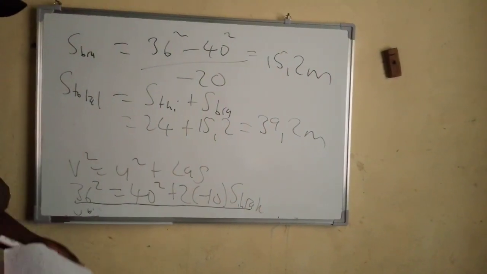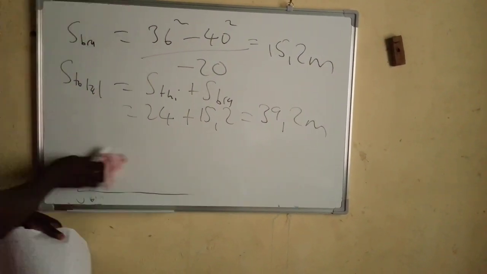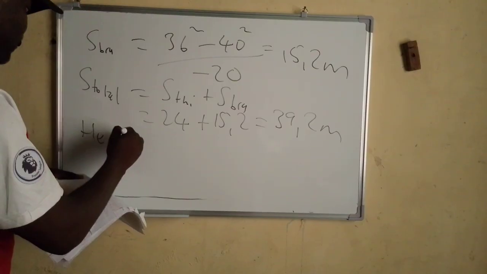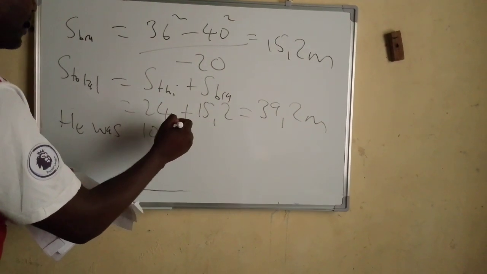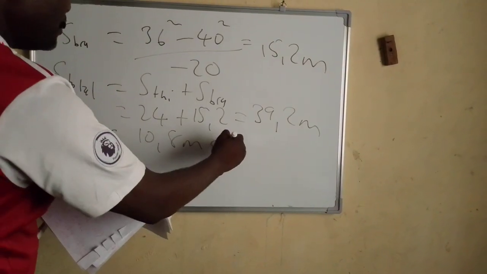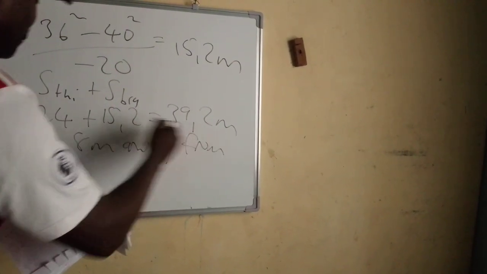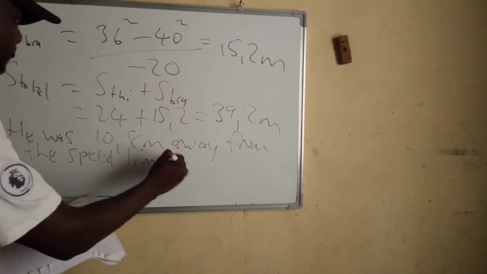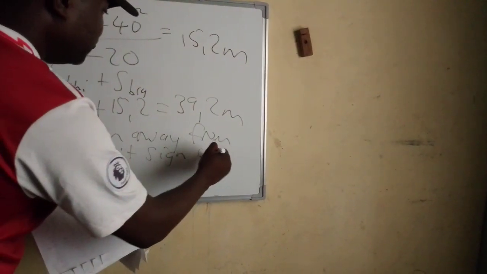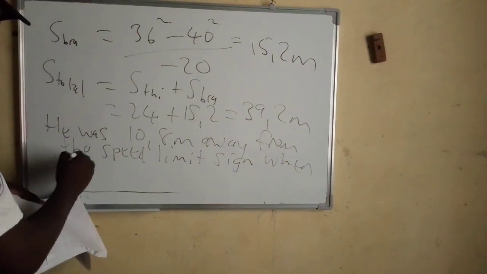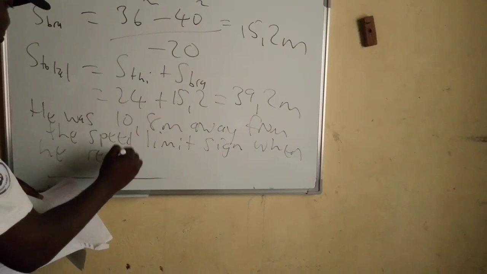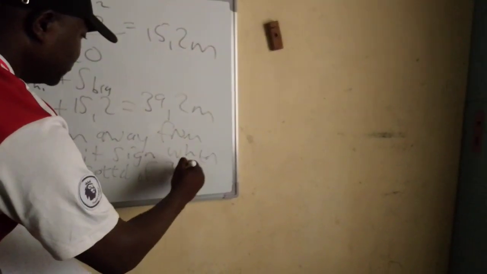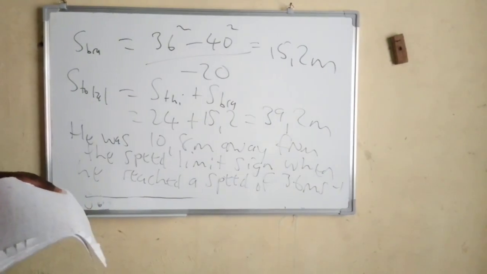So the driver moved a total displacement of 39.2 meters, so it did not breach the rule. So we were 10.8 meters away from the speed limit sign when we reached a speed of 36 meters per second. So the driver did not break the rule.